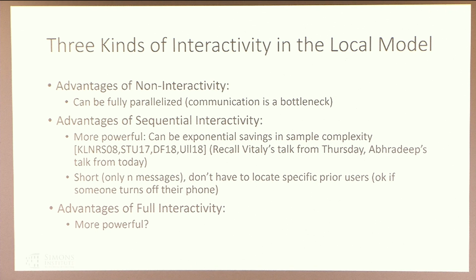So we've seen in a bunch of talks that there's a lot of advantages to non-interactivity. In particular, often communication is a bottleneck, and since non-interactive mechanisms can be fully parallelized, that's great. Sequential interactivity loses that, but it has its own advantages. In particular, it's much more powerful. So we've seen in both Vitali's talk on Thursday and Abradeep's talk from today and other good work that there can be exponential gaps between the sample complexity for solving natural learning problems when you go from non-interactivity to sequential interactivity. Okay. And there's other advantages.